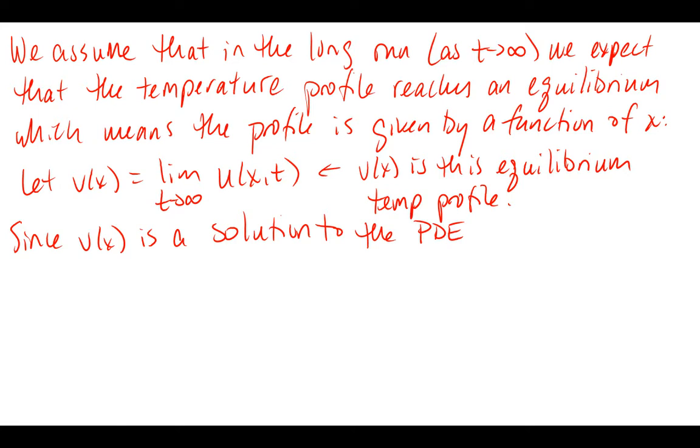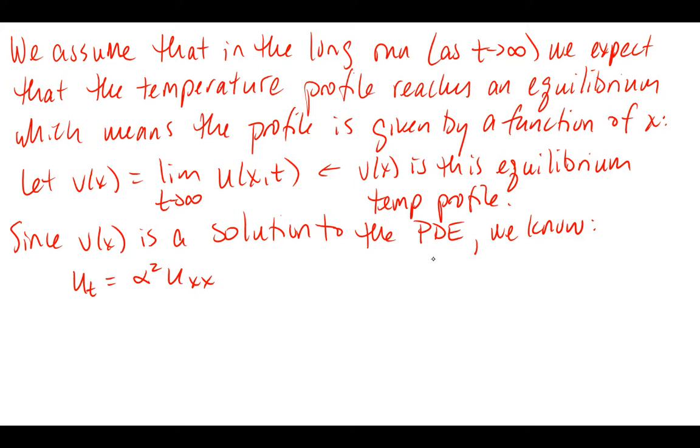So that should still be a solution. Since v of x is a solution to the PDE, remember our PDE all along is u_t equals alpha squared u_xx. That's the heat equation. But v, since it's just the limit of the solution, is also a solution.